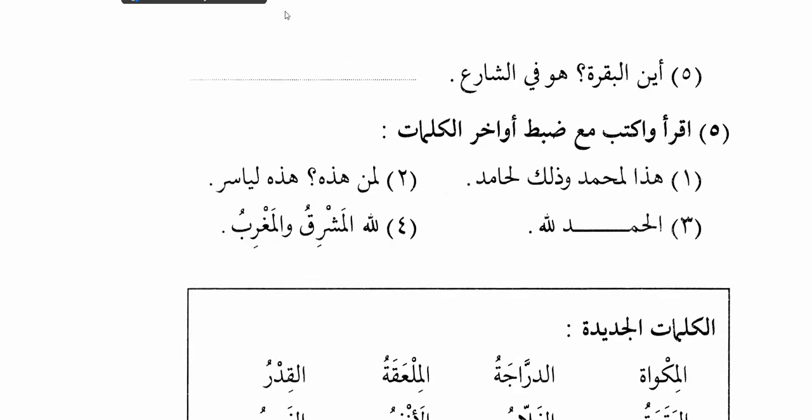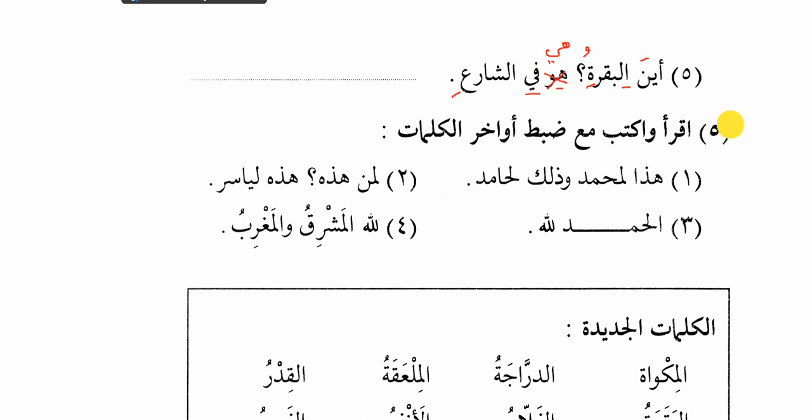أين بقرة? So what will you write here? أين are mabni, questioning tools are mabni. البقرة, why? Because of lam al-tarif. هو في الشارع, because of harf jar. So you should be using هو because the question is for بقرة and it is feminine, so it is هي.